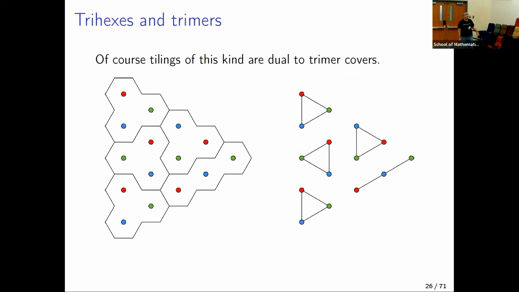Now, as in the case of dimer configurations, dimer packings, there's a duality going on. So if you take the center of each hexagon and replace it by a vertex, then you can see that tilings of the kind that Conway and Lagarias and Thurston studied are equivalent to filling up a graph.